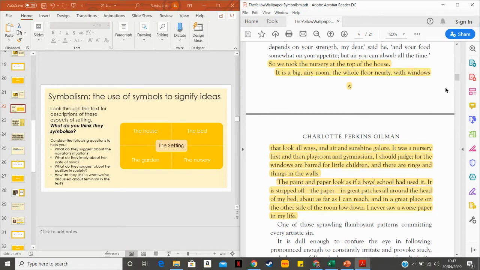So if we continue through, we can look here at the description of the nursery, on page 5. So it's of the house. Now, we could look at that as a symbol for the brain.